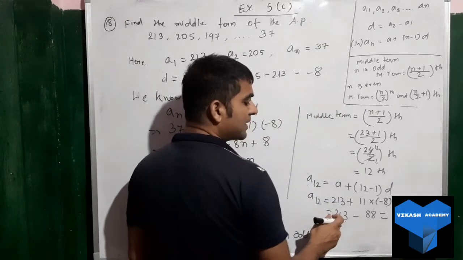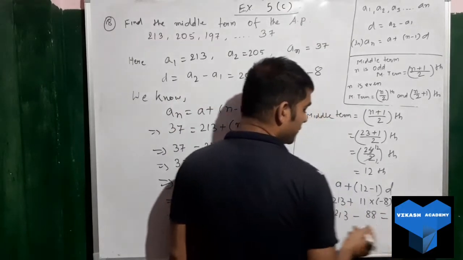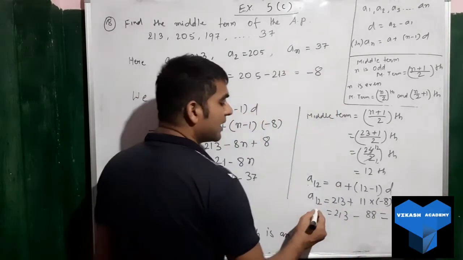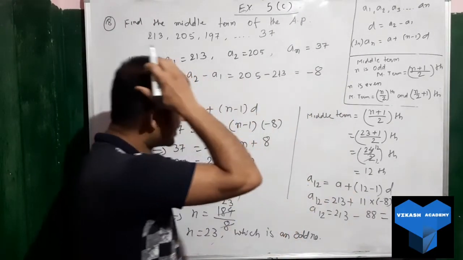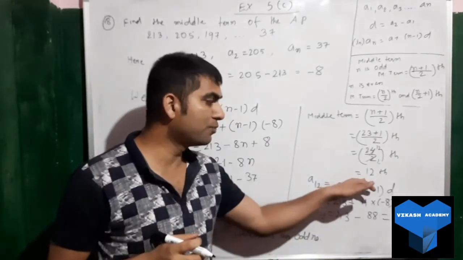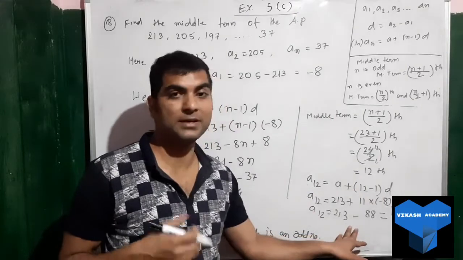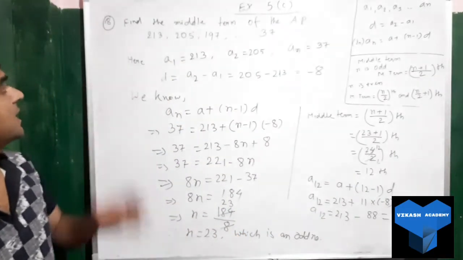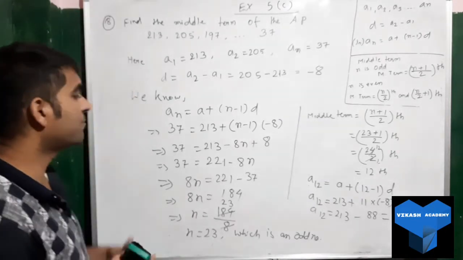Then we have 10 minus 8, we have 2, then here we have 1. So this is our answer. We got A12, we got 125. They have asked for the middle term. Middle term is A12, the 12th term. The middle term value is 125. So this is our answer for question number 8. Let us move to the next question. I hope you are clear with this.